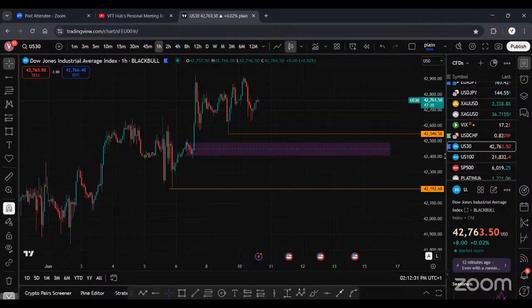So for the sake of clarity, unlike last week when we were able to catch some intraday moves, I'm just going to stay off this market for now, then allow CPI to complete.